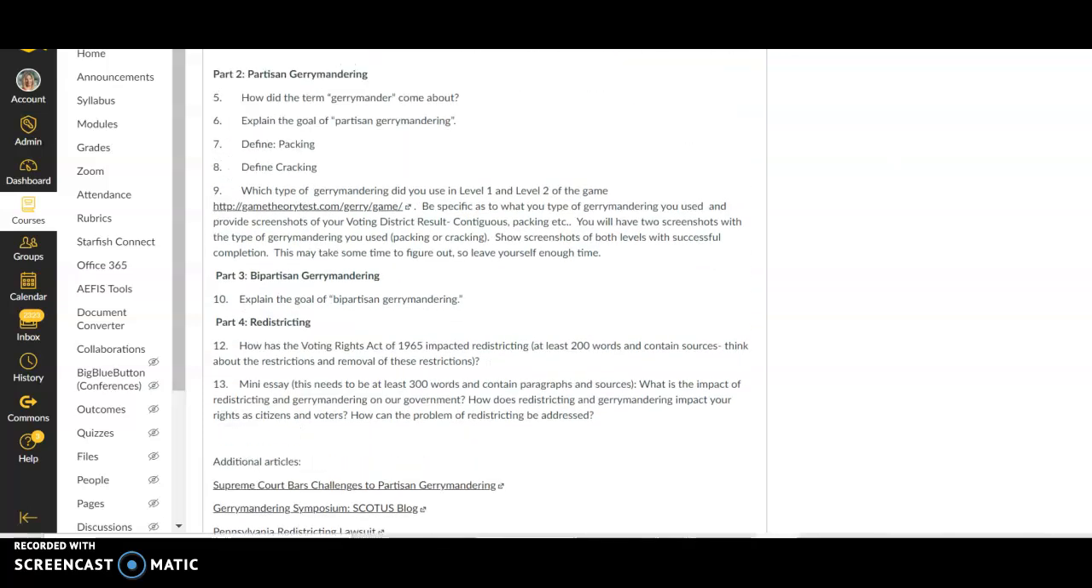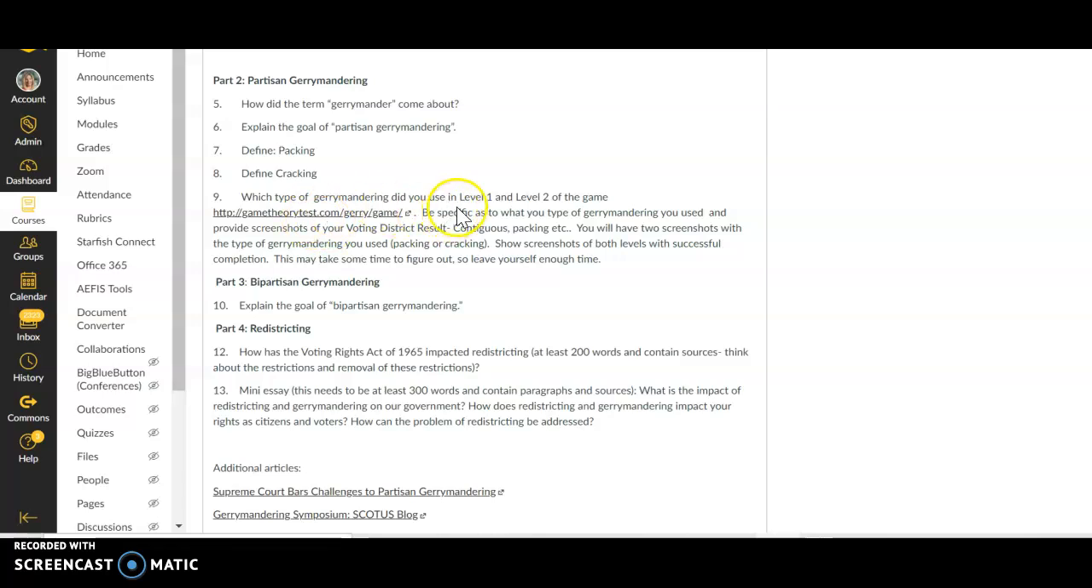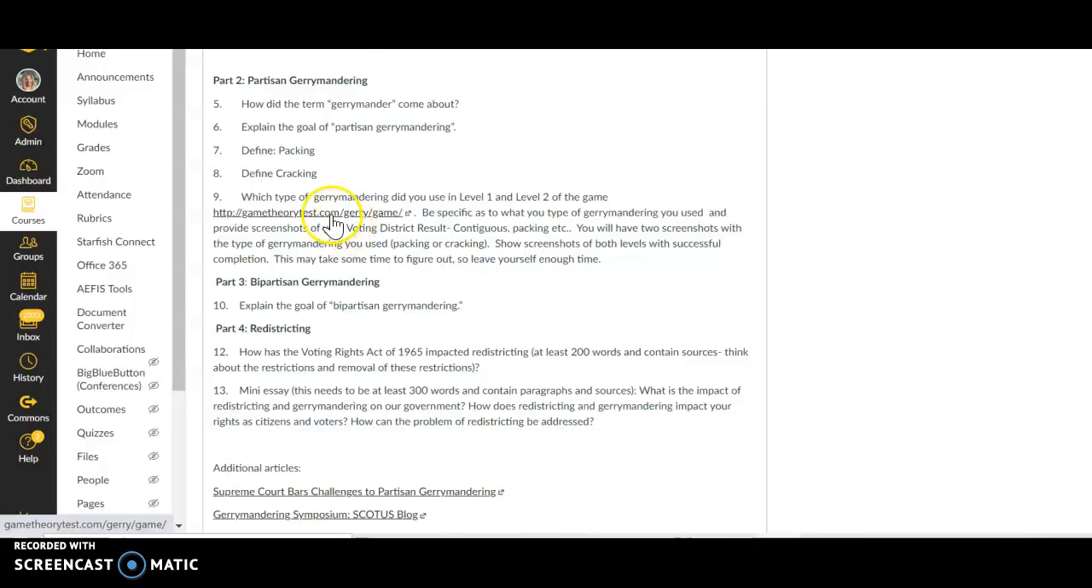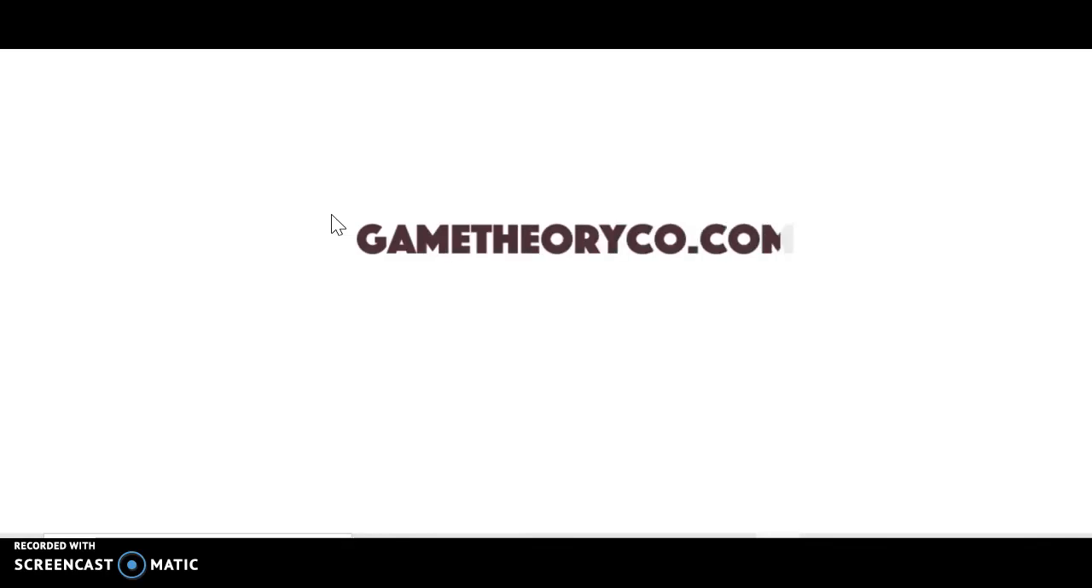Now, what about question number 9? Which type of gerrymandering did you use in level 1 and 2 of the game? And you need to use the Game Test Theory website, because remember, again, if you click here on basic, you'll see that Adobe Flash is no longer supported, so you can't actually play the game here. So I had to find another place to play the game, and here it is. So you go to this gametesttheory.com website and you play the game.